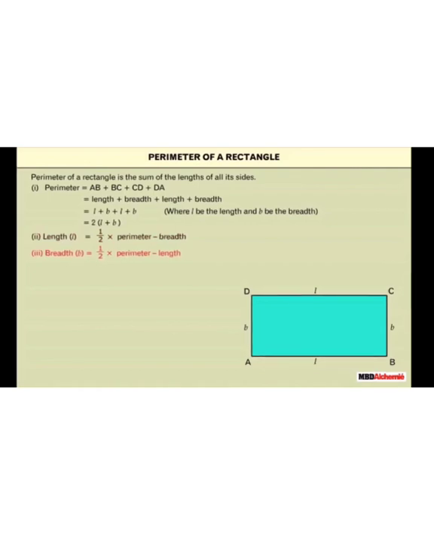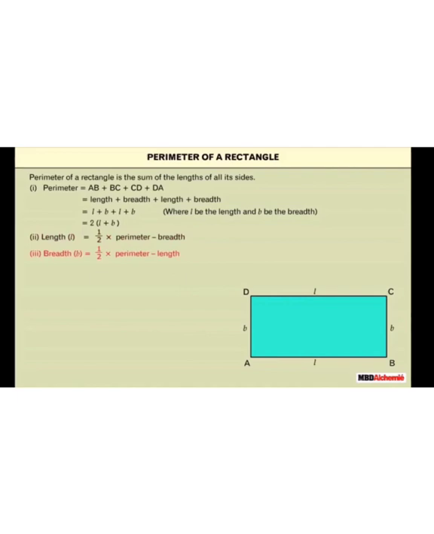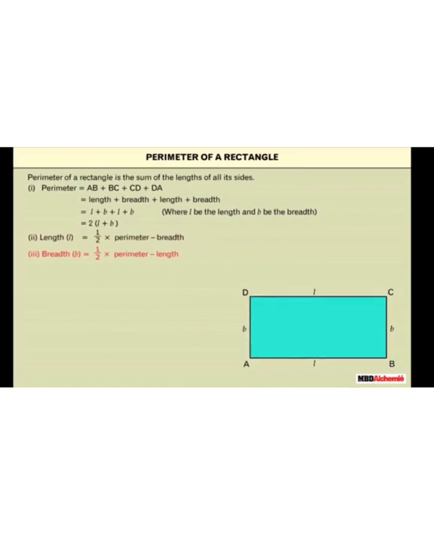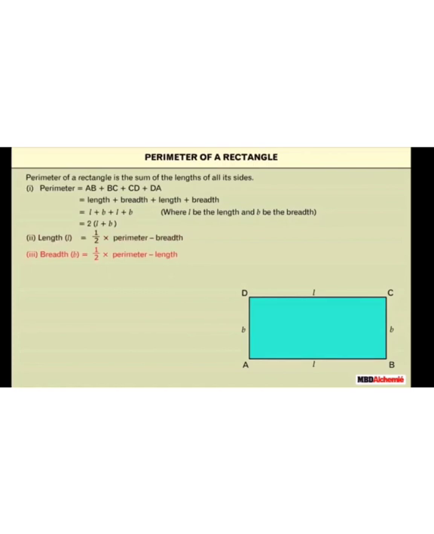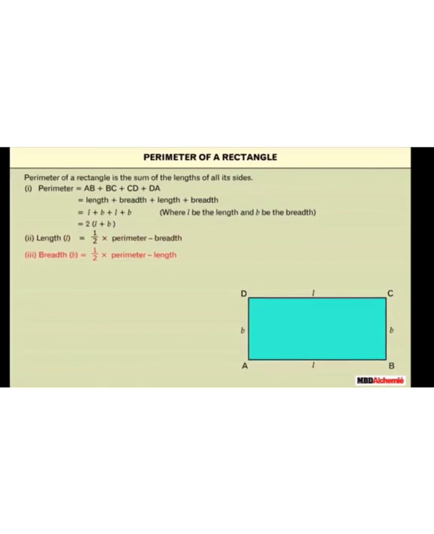Now let's learn how to find the perimeter of a rectangle using a formula. Consider the rectangle ABCD. In this figure, perimeter is equal to AB plus BC plus CD plus AD or DA. We know that opposite sides of a rectangle are equal in length. In this rectangle, AB is equal to CD and BC is equal to AD. Let us assume that the length of AB is L centimeters and the length of BC is B centimeters.